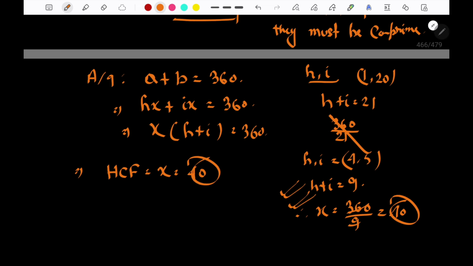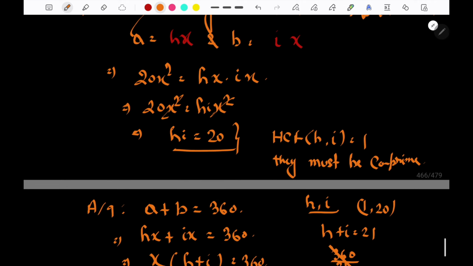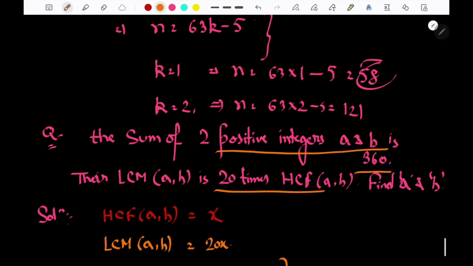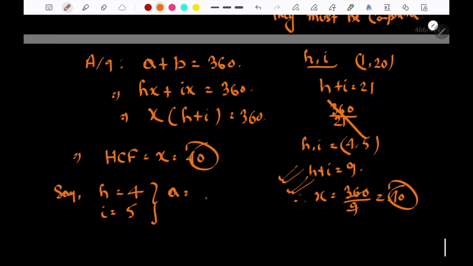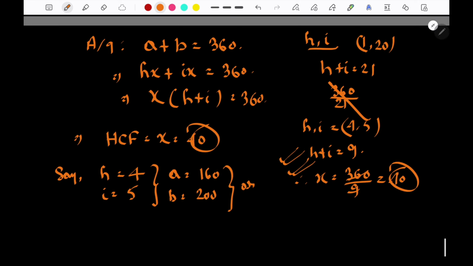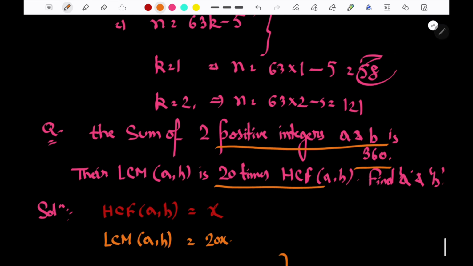And what else we got? We got the value of h comma i. So h can be, let's take 4 and i can be 5. So therefore the numbers are what we were required to find. We were required to find out a and b. So therefore a will be h times x, that is 160, and b will be i times x, that is 200. Or we can say that can be exchanged, or vice versa. So basically the integers are 160 and 200. So 160 and 200, these are the integers done.